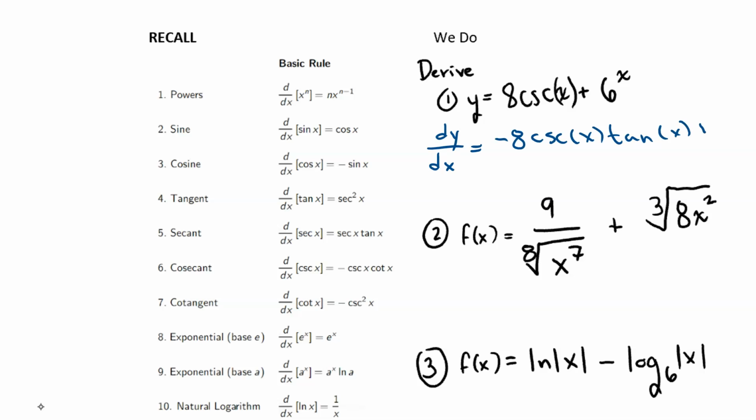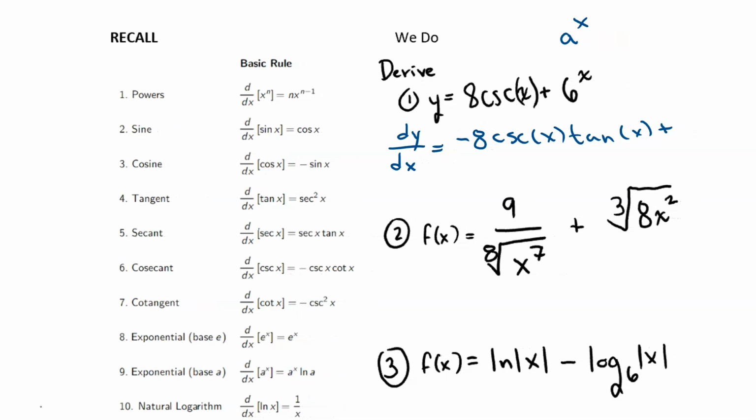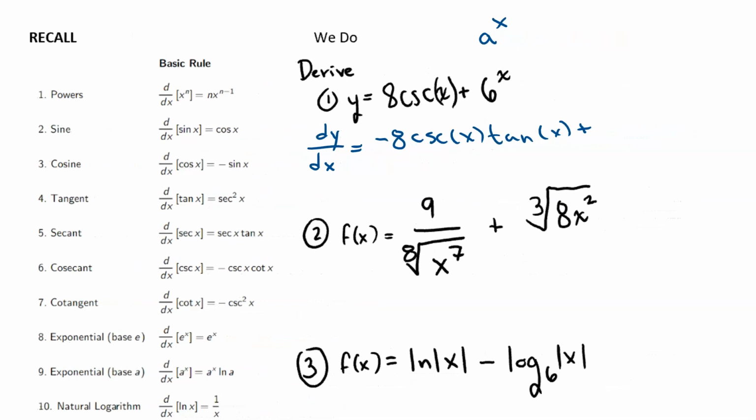And then I have 6 to the x, which is the format a to the x. Remember my student last year said x Lena. You can remember it however you want, but it's going to continue with that 6 to the x and then have a natural log 6 on the end.